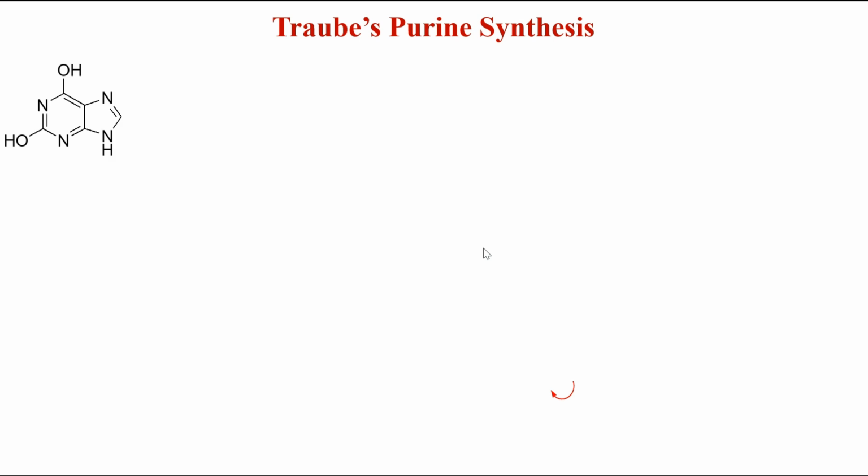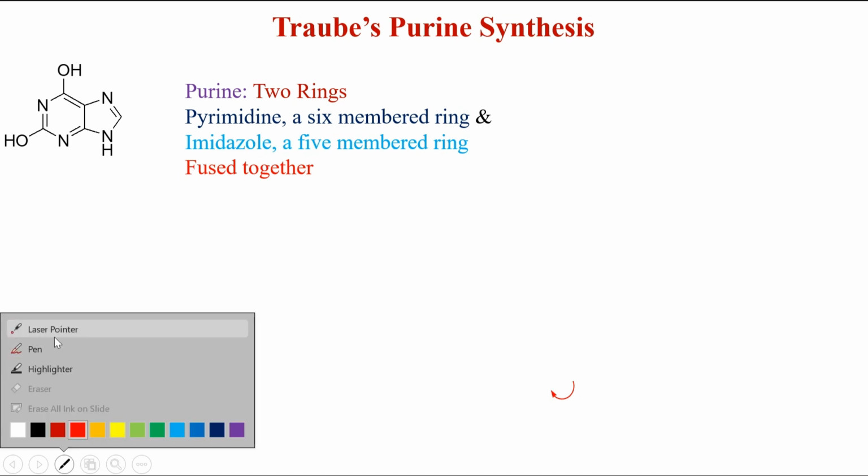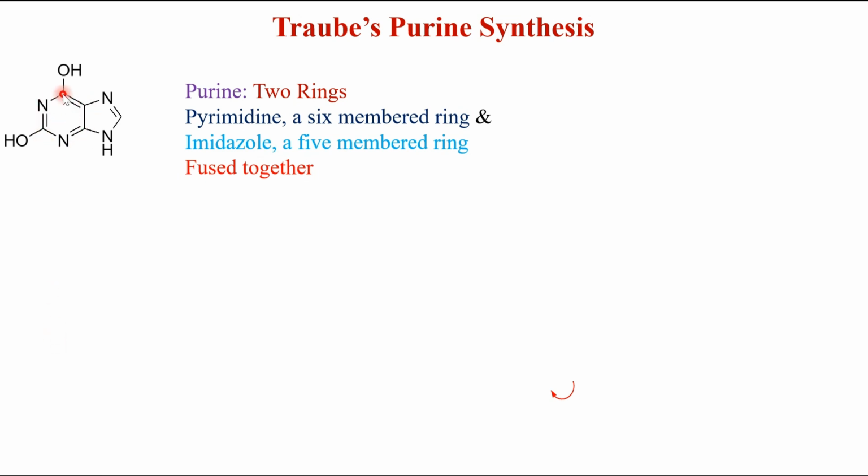This is the purine ring structure. It has two rings in it. One ring is a six-membered ring with two nitrogens, and it is pyrimidine. Another is a five-membered ring with two nitrogens at 1 and 3 position, and it is called imidazole. The imidazole ring and pyrimidine ring have fused together to give purine.